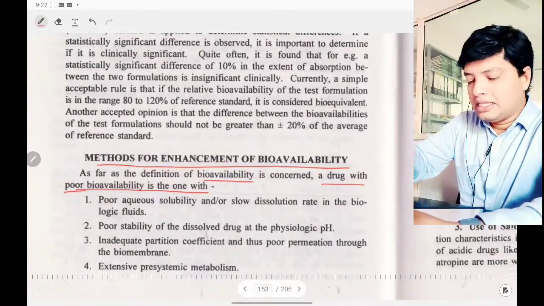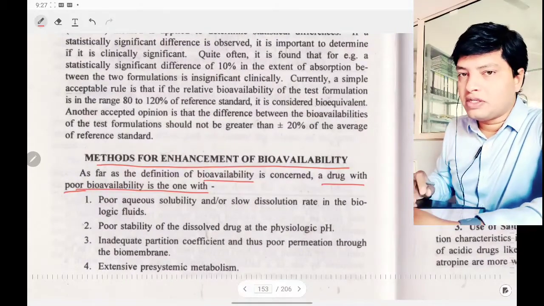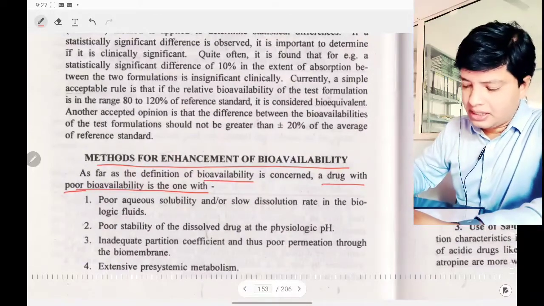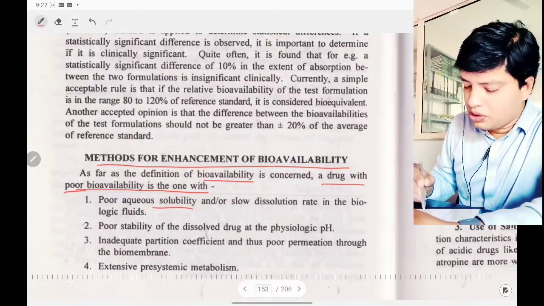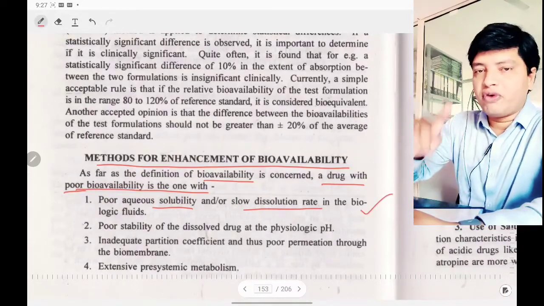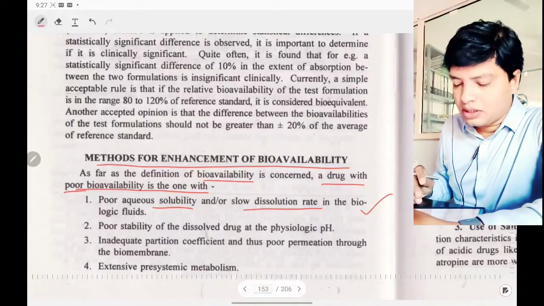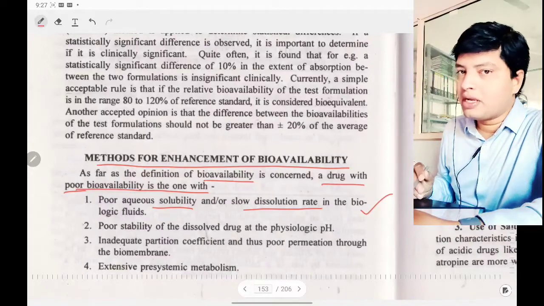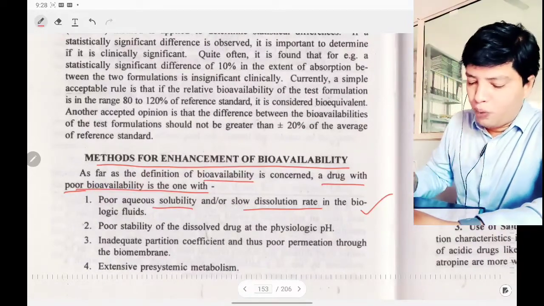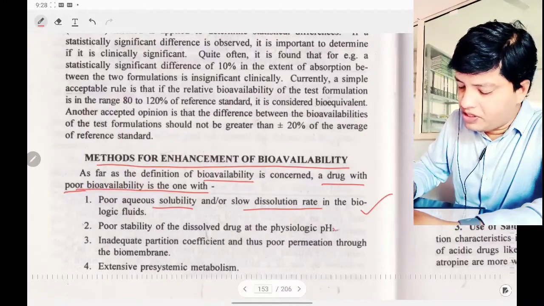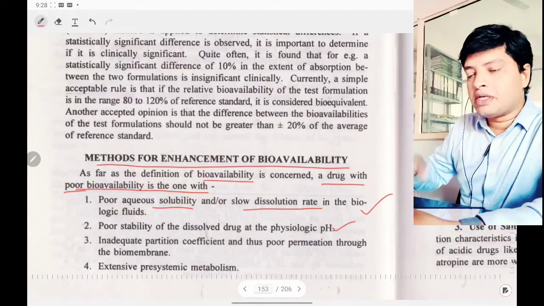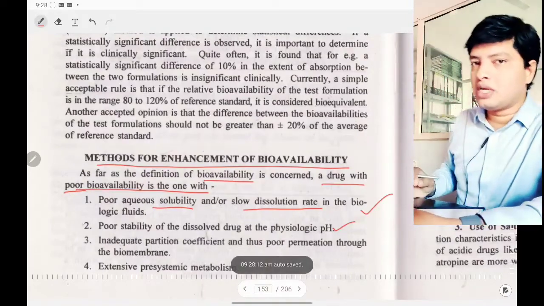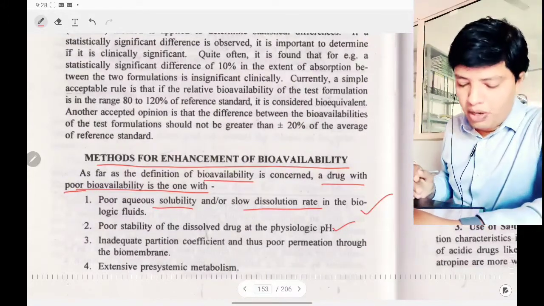We'll see the list of reasons for which you can call a drug as having poor bioavailability. One is poor aqueous solubility or slow dissolution rate in the biological fluid. If your drug has poor aqueous solubility and slow dissolution rate in the biological fluid, we can say the drug has bioavailability issues. Then poor stability of dissolved drug at physiological pH. Your drug may be soluble at some other pH, but if it has poor solubility at physiological pH, it is also called a bioavailability problem.